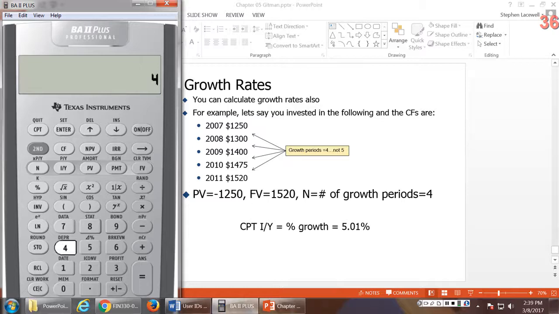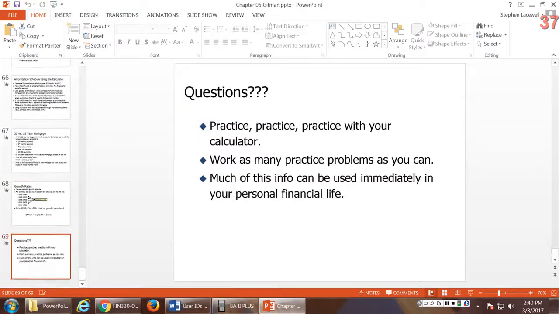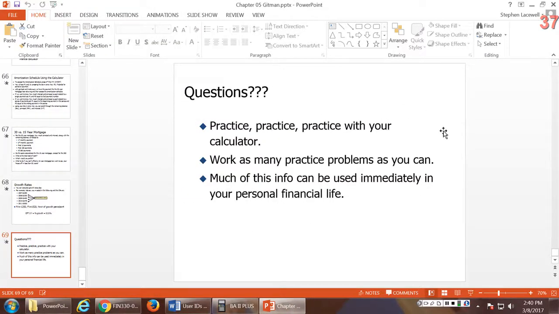So I'm going to press the number 4, press the N key, and now I want to compute the I/Y, which is actually the percentage growth per year. So in this case, I'll compute the I/Y, and it tells me that the cash flows from this investment grew by 5.01% per year for 4 growth periods. All right, so this is just calculating a growth rate. And finally, that is chapter 5.